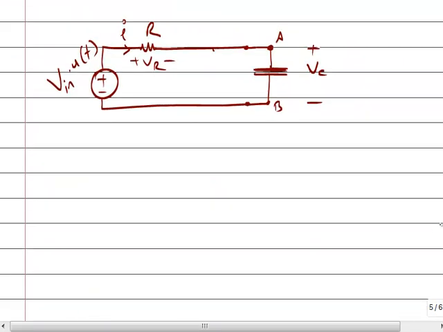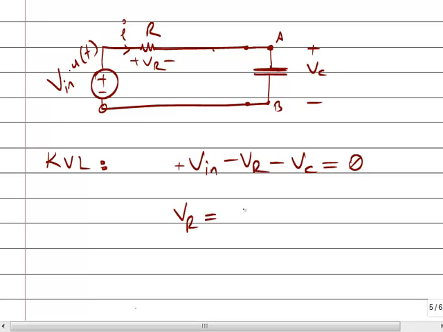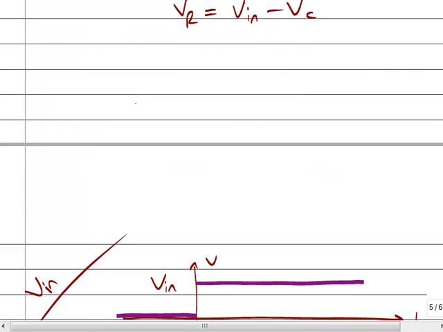To draw that voltage, let me apply a KVL. Start from this point. Plus V in, minus VR, minus VC. I have returned to the same point, so I have drawn a loop like that. Returning to the same point, the sum is 0. So, what's VR? VR is V in minus VC.